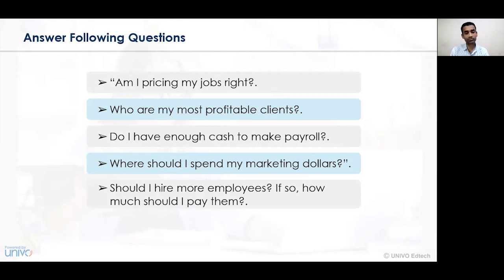Do I have enough cash to make the payroll? The availability of cash in the business organization and the free flow of movement of goods and services is essentially required, and accordingly the assessment of cash needs to be undertaken by the business manager. Where should I spend my marketing dollars?